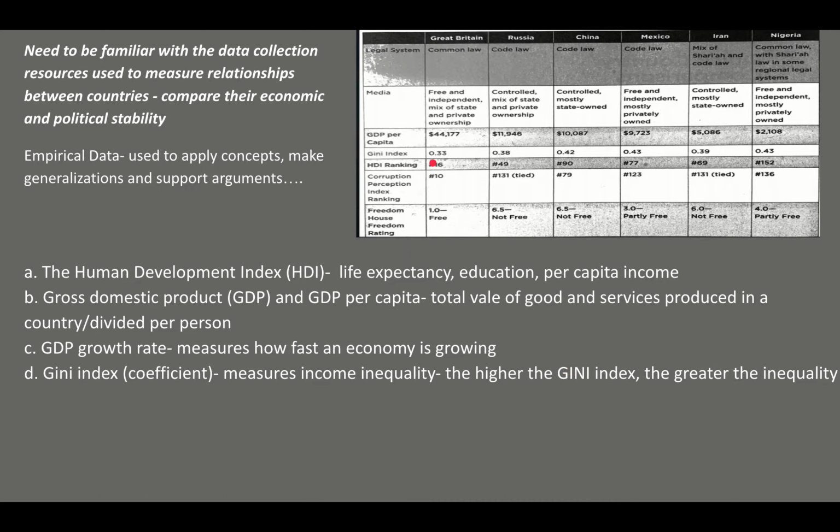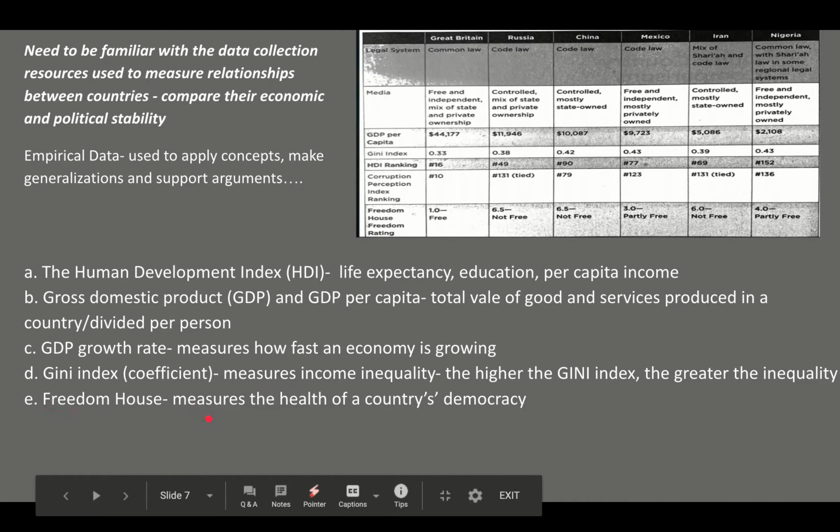An empirical statement would be that the inequality in Mexico is the same as inequality in Nigeria, and that Great Britain has the best level of equality, the best level of middle class of all of the countries that we study, the least amount of inequality.